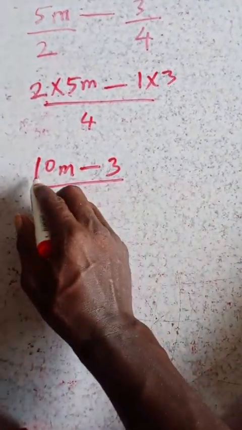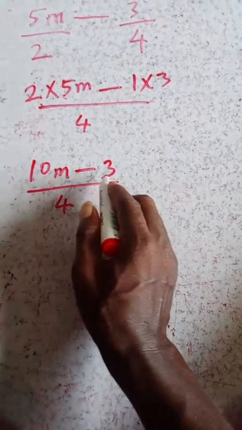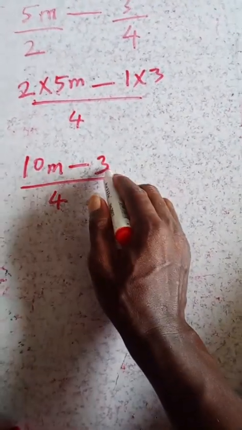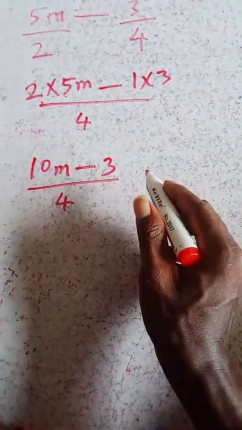Since these two terms are not common, they don't have the same alphabets, this one has an alphabet, this one does not have an alphabet, so you cannot add them. You leave them like this.